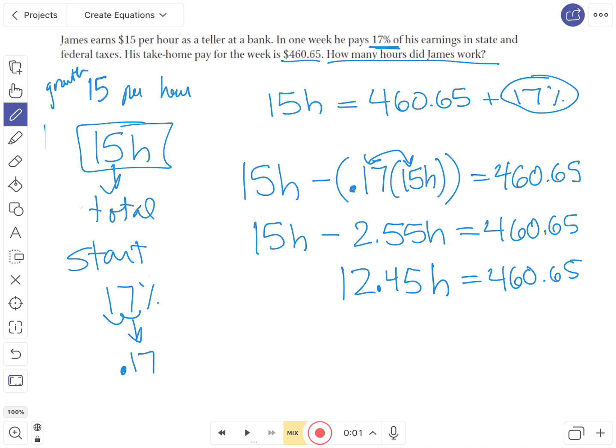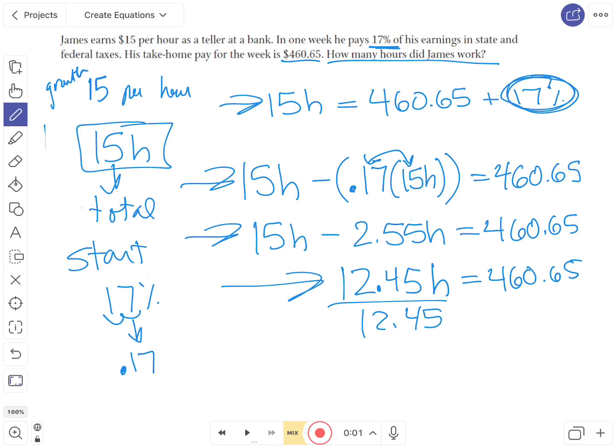Any of these equations really work, and even the earlier one does in a sense if we simplify it. So to solve this, we'd divide by 12.45, giving us H equals 460.65 divided by 12.45, which ends up being 37. All right, there we go, guys.